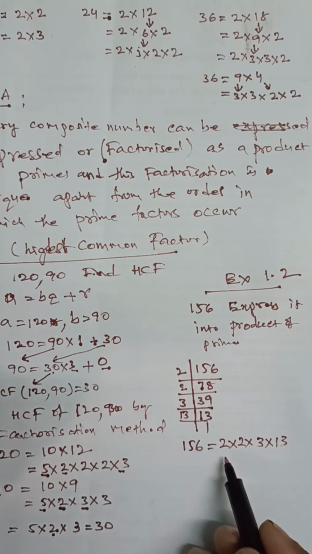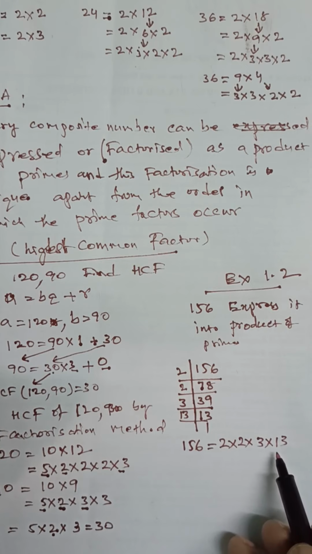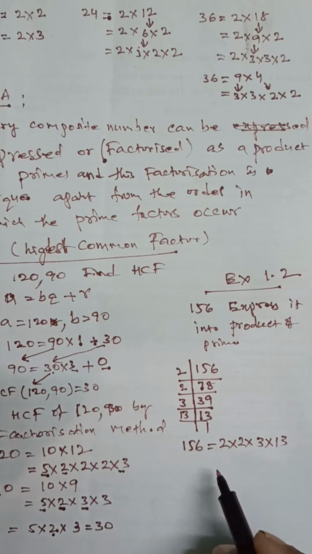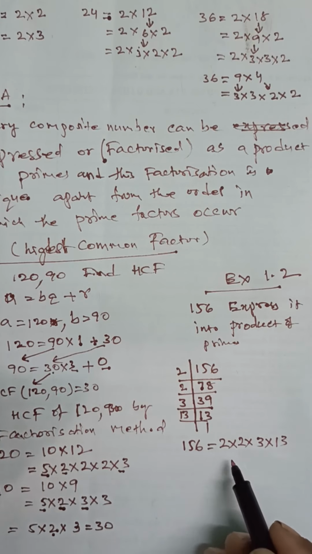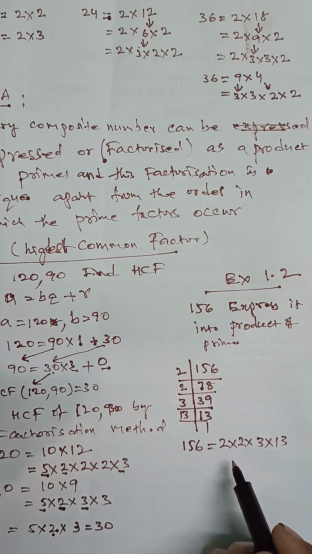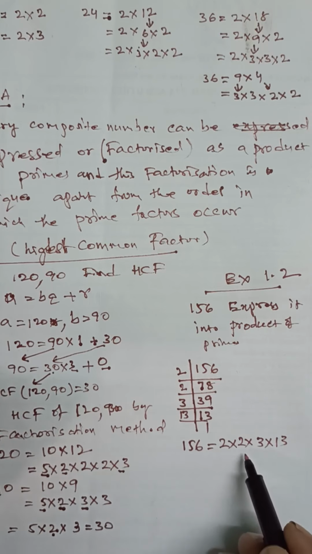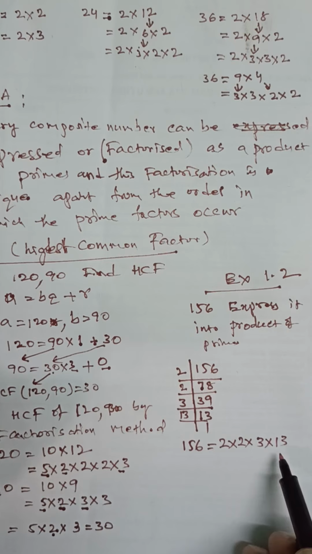Observe here 2, 2, 3 and 13 are the prime factors. Why can we say that these are prime numbers? The numbers which have only the factors 1 and itself are said to be prime numbers. So 2, 2, 3 and 13 are the prime numbers.